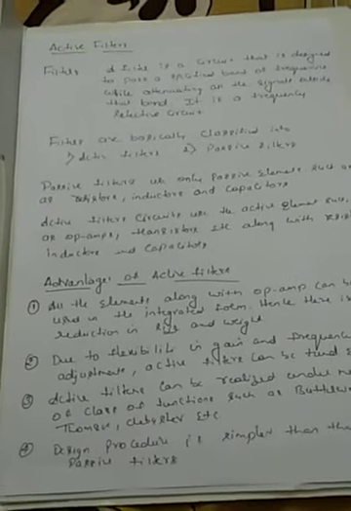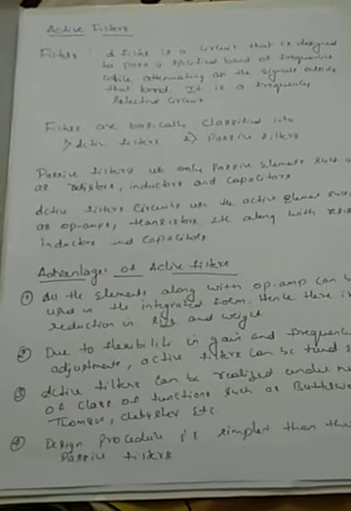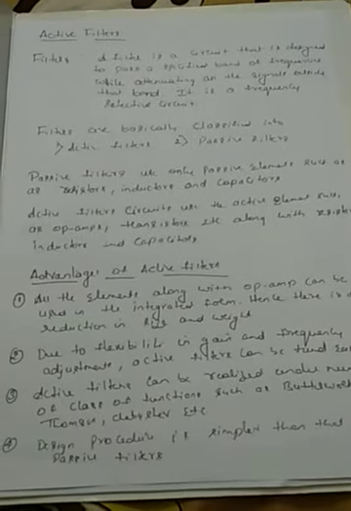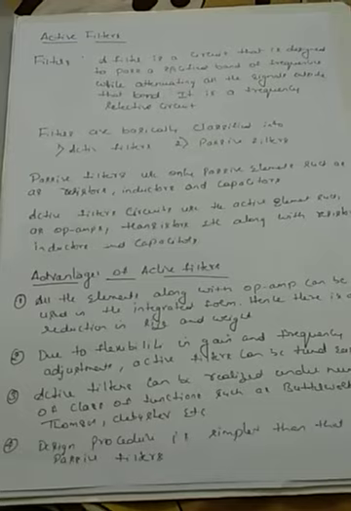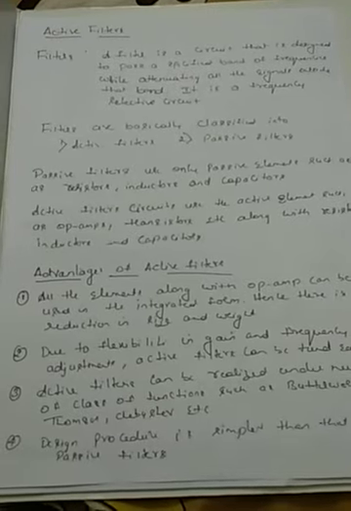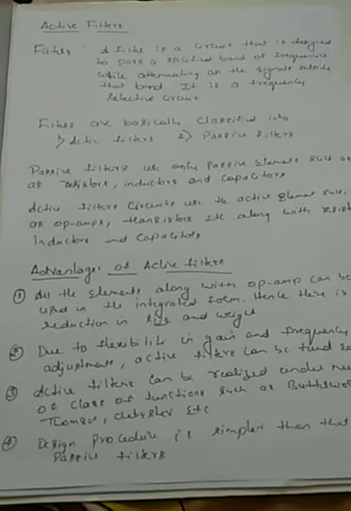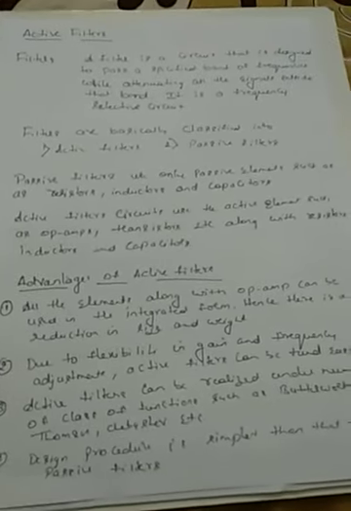In the same way, here the filter is acting as a frequency selective circuit. That is, the frequencies which we are interested in will be passed through, and those frequencies which are not of interest will be attenuated. Okay, that will be stopped. Only the frequency which we want will be passed. Such a circuit we call a frequency selective circuit or filter.